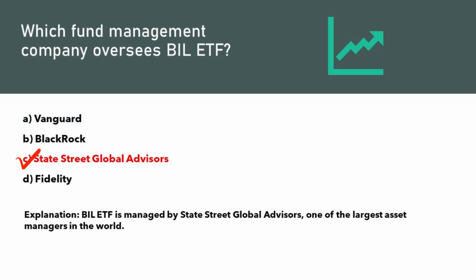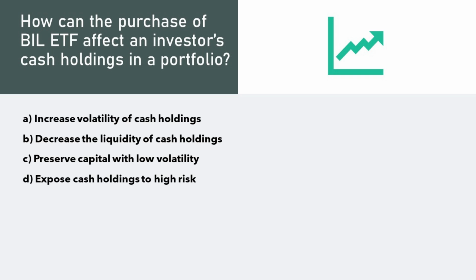Answer: C. State Street Global Advisors. Explanation: BIL ETF is managed by State Street Global Advisors, one of the largest asset managers in the world. How can the purchase of BIL ETF affect an investor's cash holdings in a portfolio?